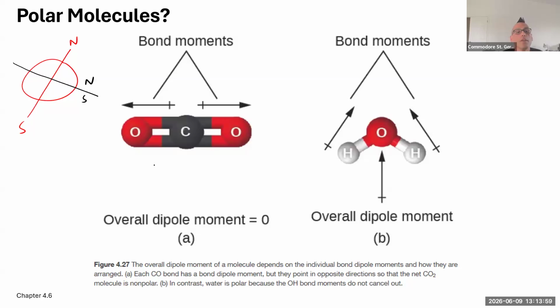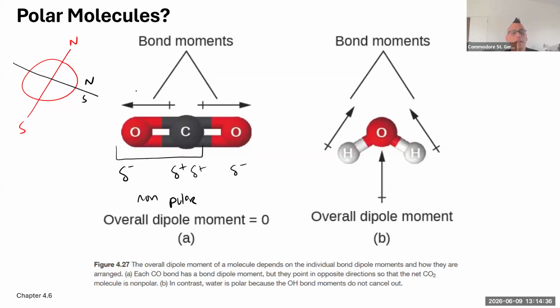So if you look here, let's assign partial negatives and partial positives. If we look at the electronegativity difference between carbon and oxygen, oxygen is going to be more electronegative and carbon is going to be more electropositive. You look over here, there is not one side that's positive and one side that's negative. So this would be non-polar.